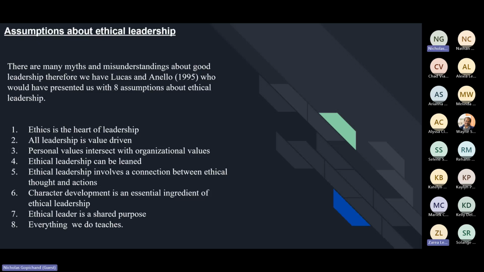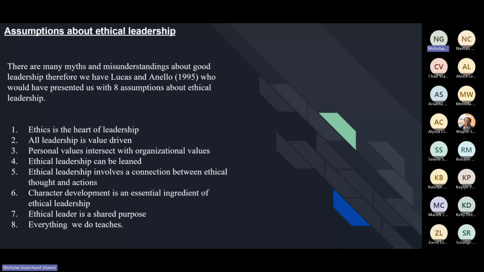We can also say ethical leadership can be learned. And it's really simple like that. It's a learning process from past experience, reflections, conceptualization, and application. Point 5, ethical leadership involves a connection between ethical thought and action. This one I think we can relate to the most, as this chapter is not to really have you learn about the theories, but engage in the ethical analysis and apply it to your everyday lifestyle.